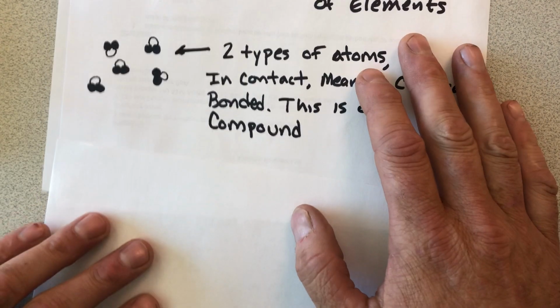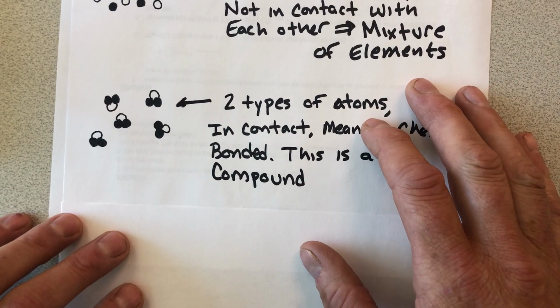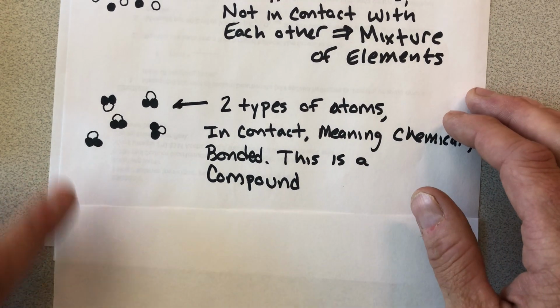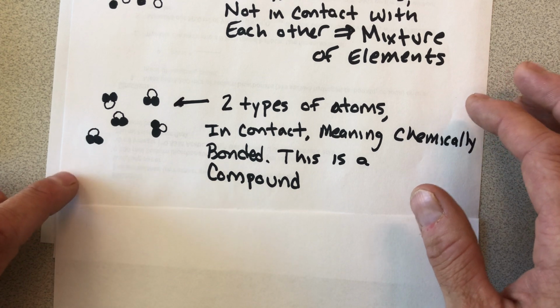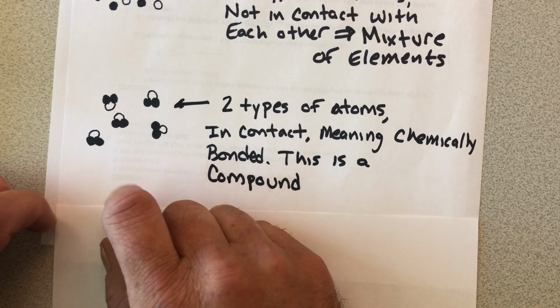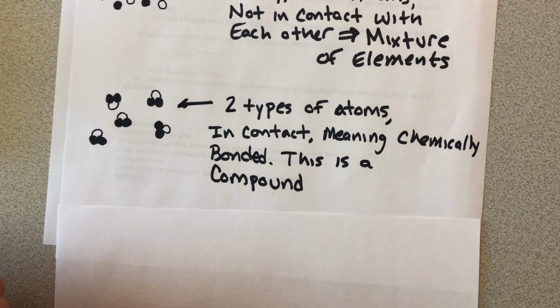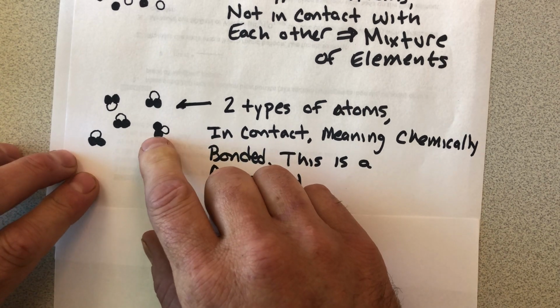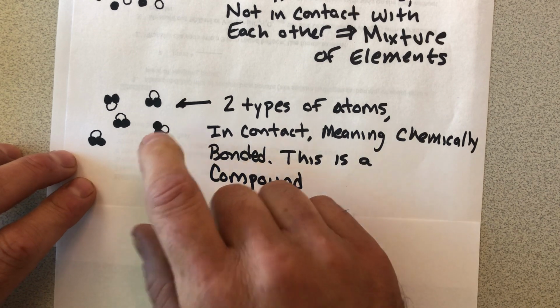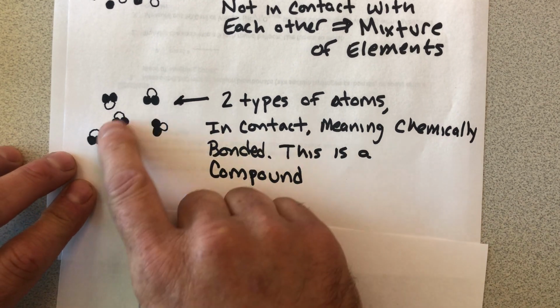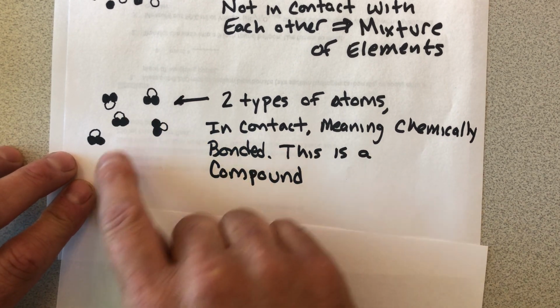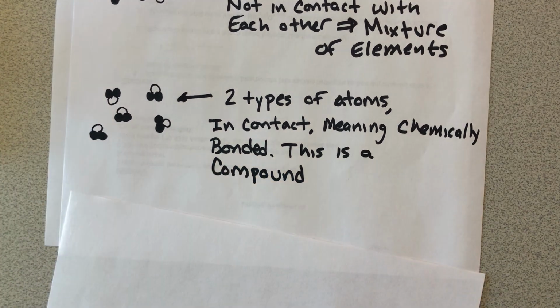And then here we get into a compound. So you'll notice here that we have different types of atoms, black ones and white ones, but because they are in contact with each other, that means that there's some sort of chemical bond occurring that actually changes these elemental substances into a new type of substance. And because there's only one type of this substance here, this is what we call a compound.